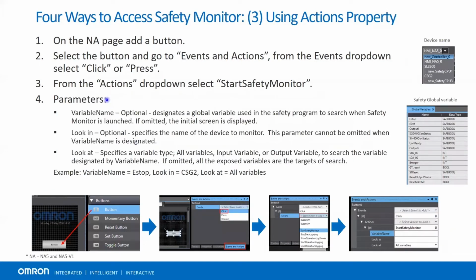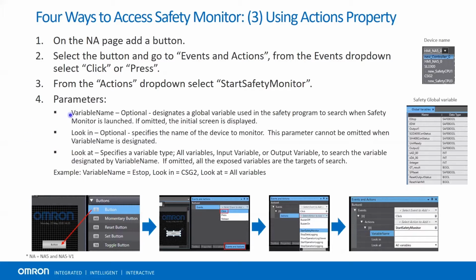The third way to access the safety monitor is using action properties. On the NA page, add a button. Select the button and go to Event and Action. From the event dropdown, select Click or Press. From the Action dropdown, select Start Safety Monitor. And there are 3 parameters in the Start Safety Monitor.